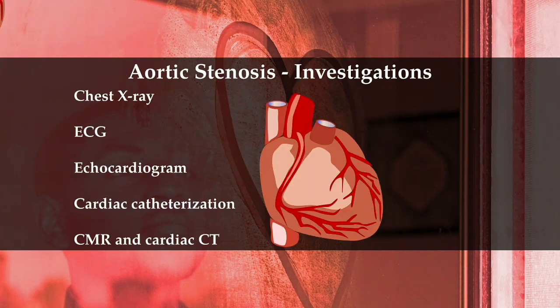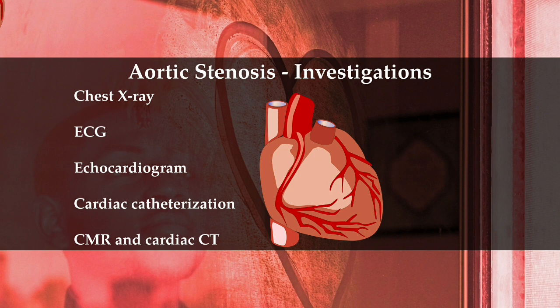Let's talk about investigations done in aortic stenosis here. We can do a chest X-ray and it usually reveals a relatively small heart with a prominent, dilated, ascending aorta. Also, if we do an ECG, we can see left ventricular hypertrophy and left atrial delay. In severe cases, left ventricular strain pattern is common. Usually we see sinus rhythm, but arrhythmias can be noted in some cases.